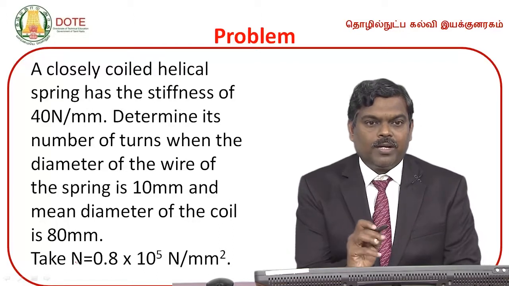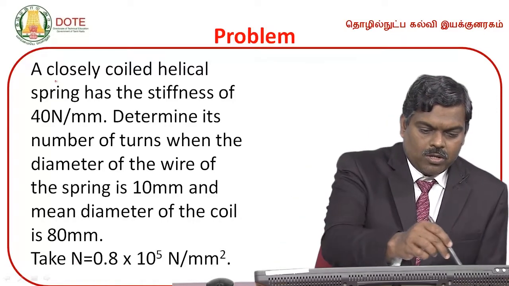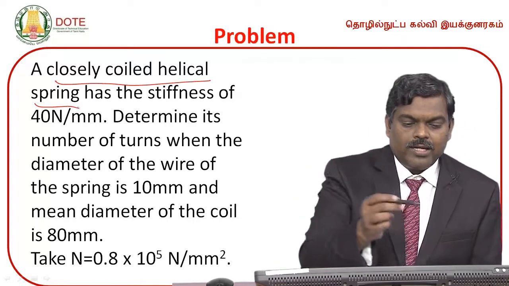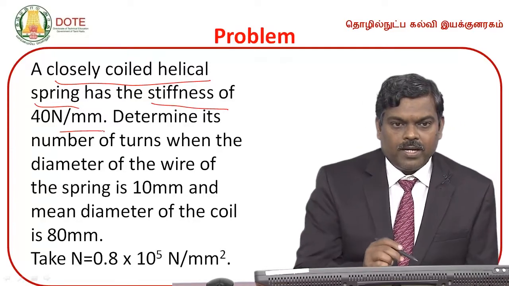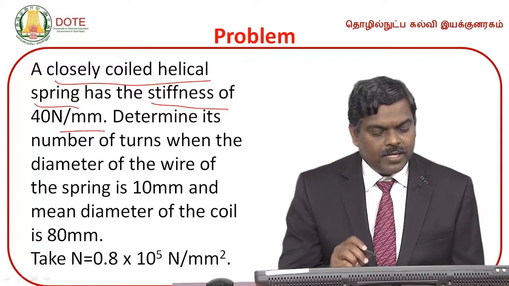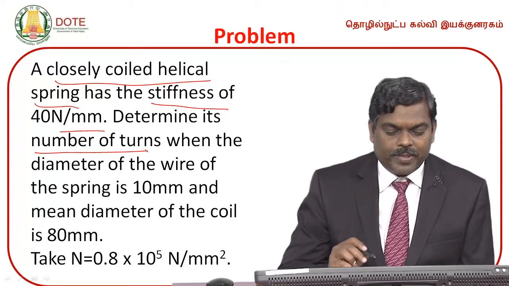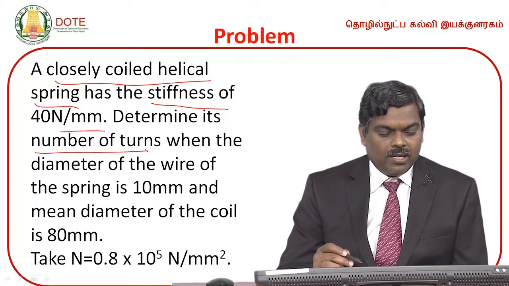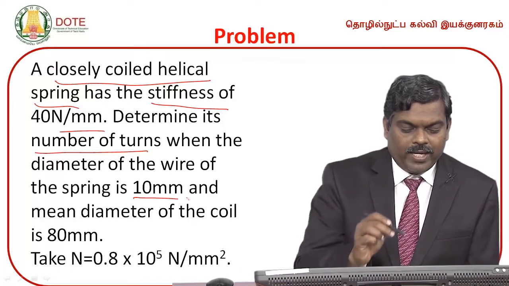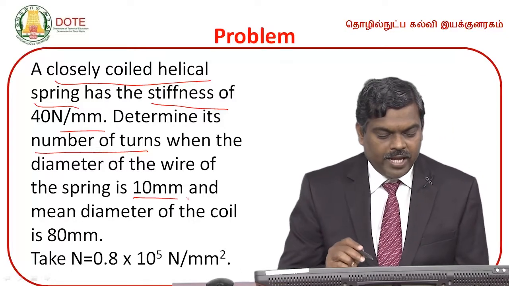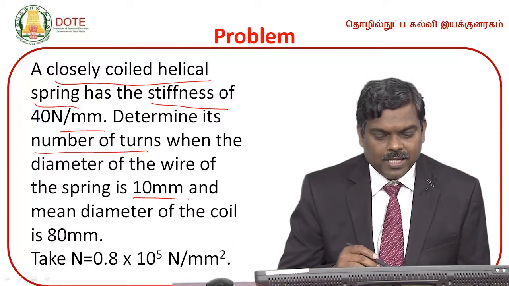என்ன கொடுத்திருக்காங்க அப்படின்னா closely coiled helical spring. Stiffness is given, stiffness of 40 Newton per mm. Determine its number of turns. என்ன கண்டுபிடிக்கணும்? Number of turns n கண்டுபிடிக்கணும். When the diameter of the wire of the spring is 10 mm, small d, and the mean diameter of the coil is 80 mm.